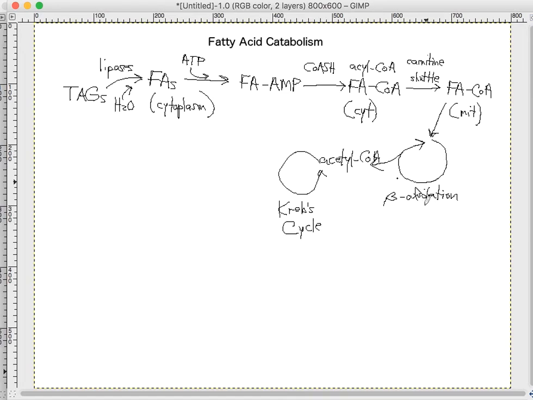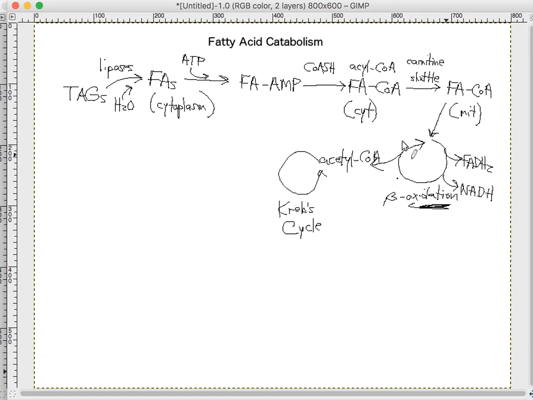Another product of beta oxidation is our FADH2 and NADH. Those aren't surprising. Since we're oxidizing our carbon chain in beta oxidation, we can reduce other things like these cofactors. Now, these are in the mitochondria also. We know what to do with them. These can be used to generate a proton gradient that can drive ATP synthesis.